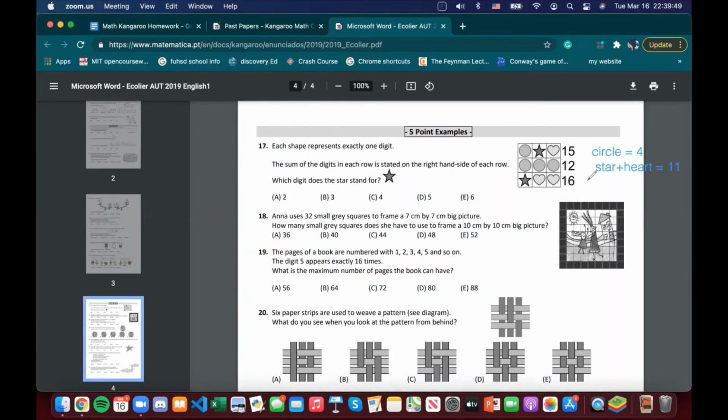Which means that the heart is equal to 5. Heart is equal to 5. And from this, we have star is equal to 6. And that is E. So our answer for 17 is E. Okay.